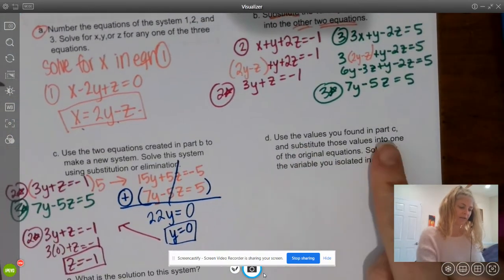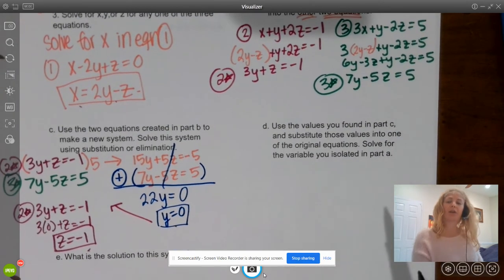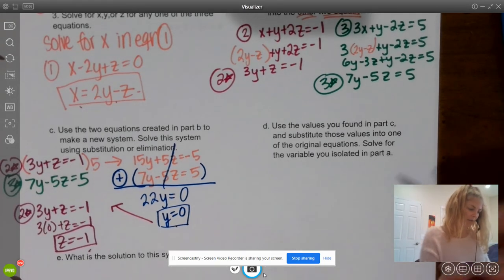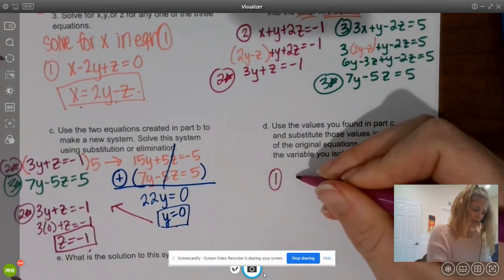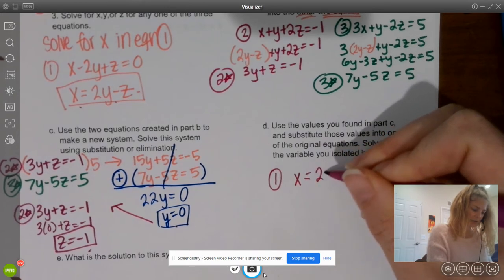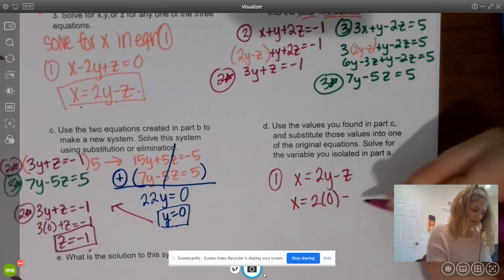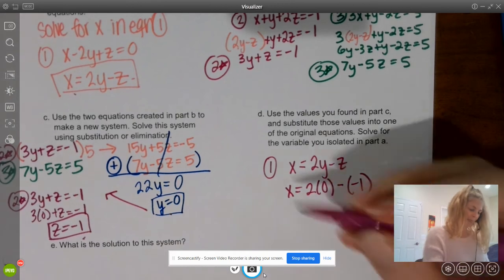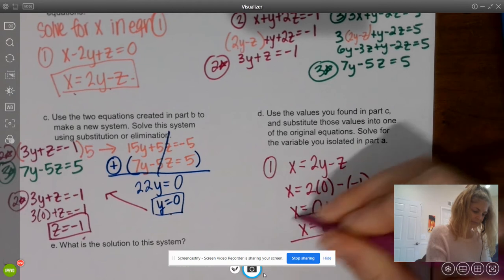It says use the values you found in part C, so we found z and y, and substitute those values into one of the original equations and solve for the last variable you have left. Our last variable left is x, so I'm actually going to use equation 1 where I already have x isolated. x is equal to 2y minus z. So x is equal to 2 times 0 minus -1. Careful with your parentheses because of the negatives. So x is equal to 0 plus 1, so x is equal to 1.